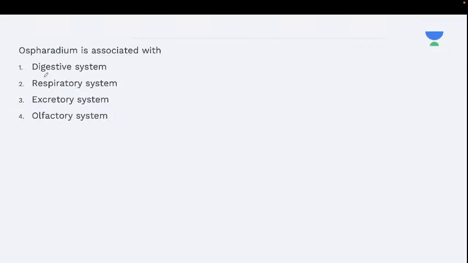Osphradium. Digestive system, respiratory system, excretory system, olfactory system. So this is a sense organ and it will relate to the olfactory system.